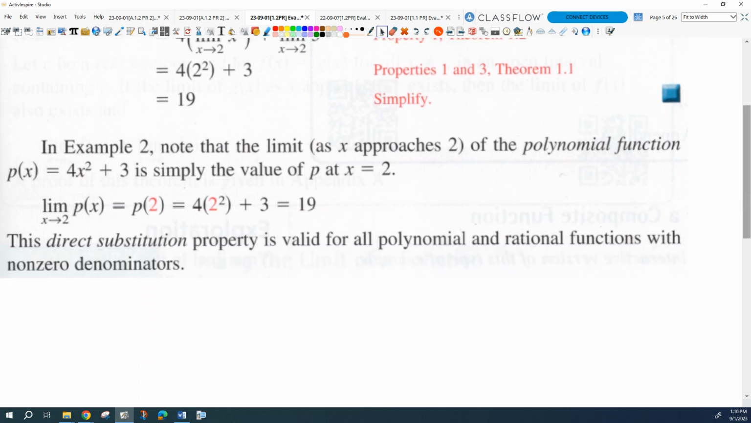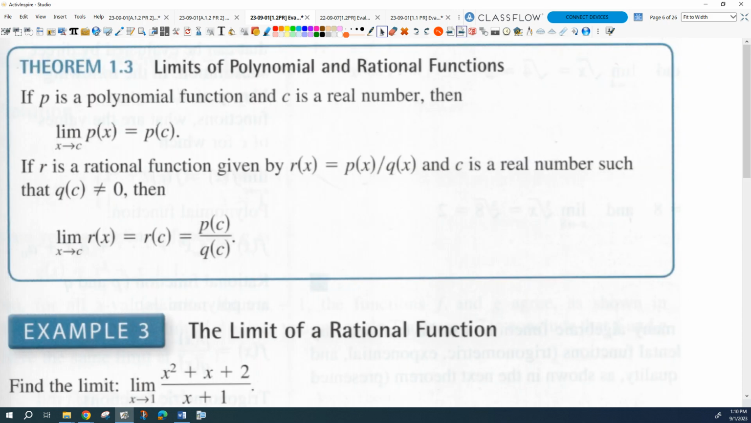Okay, direct substitution property is valid for all polynomial and rational functions with non-zero denominators. Let's look at an example of a rational function. Remember, a rational function is just a ratio of polynomials, polynomial divided by polynomial, right? So if r is a rational function defined as r of x equals the polynomial p of x divided by the polynomial q of x, then as x approaches c, the limit of r of x is just going to equal r of c.